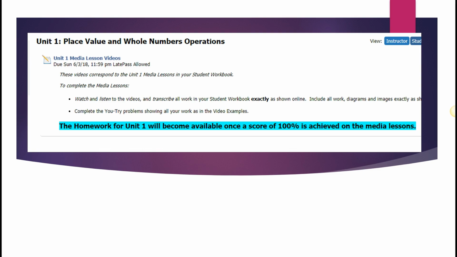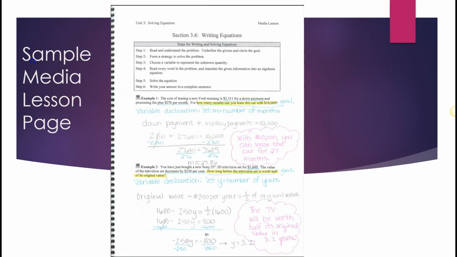Here's where you will watch the media lessons. Notice it says the homework for Unit 1 will become available once a score of 100% is achieved on the media lessons. So after you watch all the media lessons, then you will unlock the homework. You can't skip to the homework until you watch the media lessons. When you're watching the media lessons, you should be writing down in your notebook everything you see in the video. The pages in your notebook correlate with the videos, so take good notes so you can use them as a reference on the quizzes.